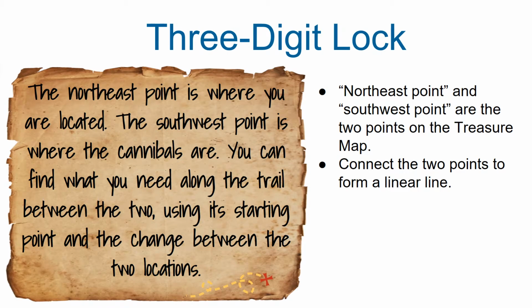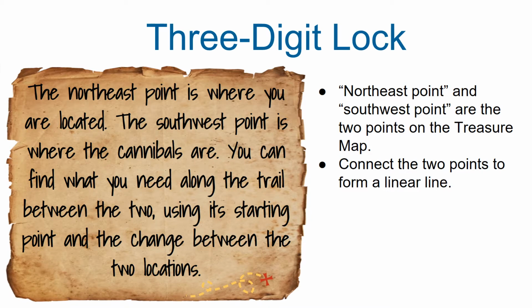The first puzzle opens the 3-digit lock. The puzzle reads, "The northeast point is where you're located. The southwest point is where the cannibals are. These describe the 2 points already plotted on the treasure map. You can find what you need along the trail between the two." This part tells the students to draw a linear line through the 2 points, using its starting point and the change between the 2 locations.